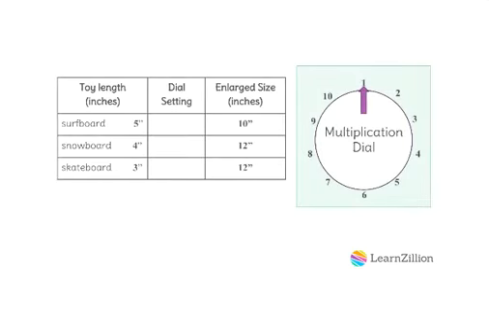Now Jacob can record the dial settings, which would be 2, 3, and 4. He just used those 3 numbers as the scaling factors to scale up. Multiplying by a value greater than 1 allowed Jacob to increase the product.